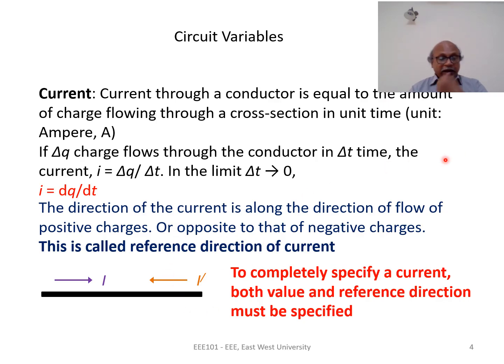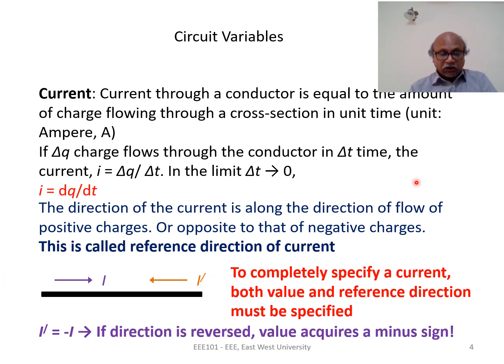In case of voltage, we observed that if we reverse the reference polarity, the voltage gathers a minus sign. This is also true for current. When we went from I to I prime, we have reversed the reference direction. So I prime is equal to minus I. Again, we have to remember that throughout the course.